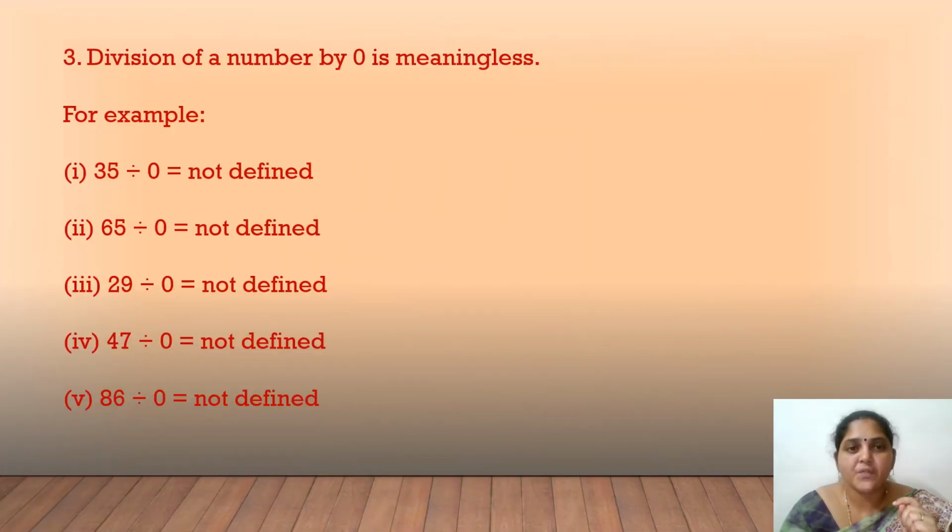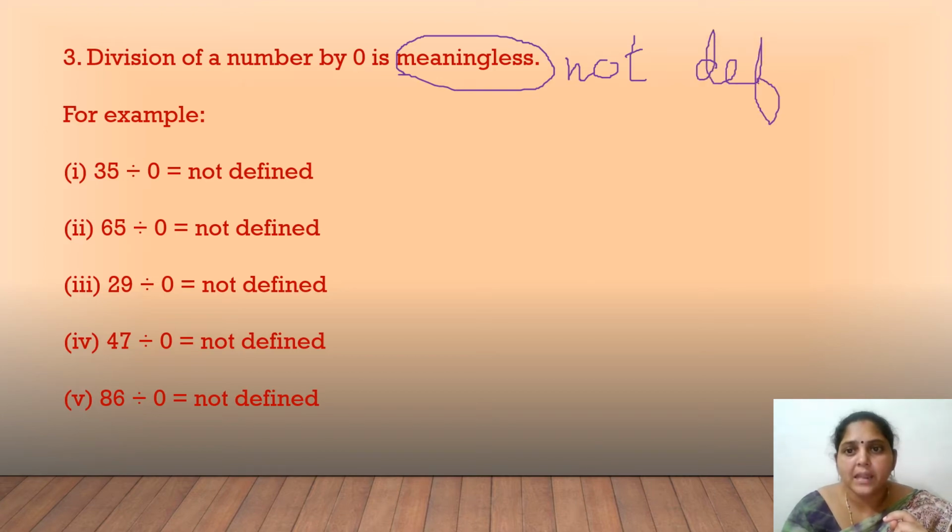Now, division of a number by 0 is meaningless. Meaningless means it is not defined. Division of a number by 0 is not defined. Any number, if you are dividing with a 0, the value is not at all defined.